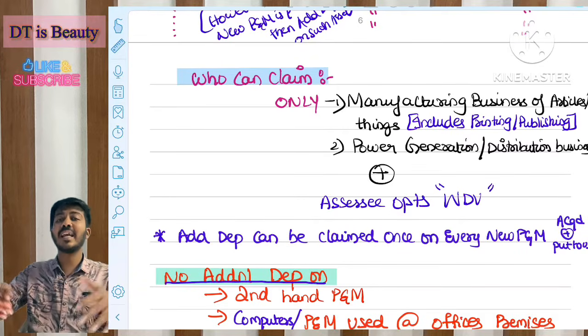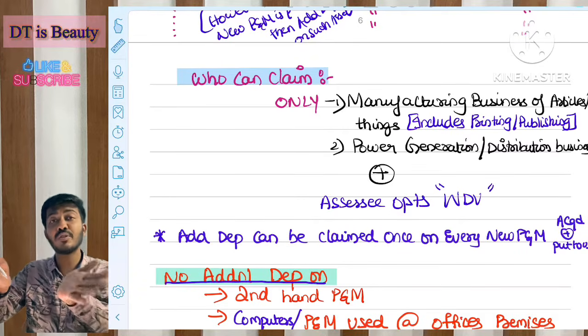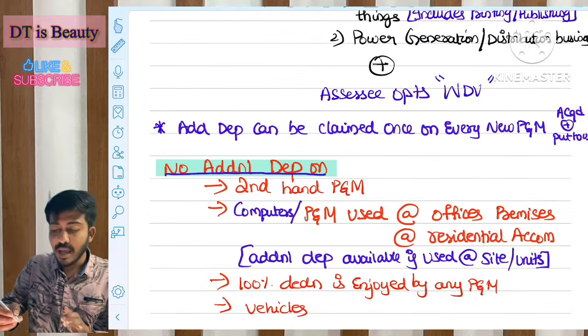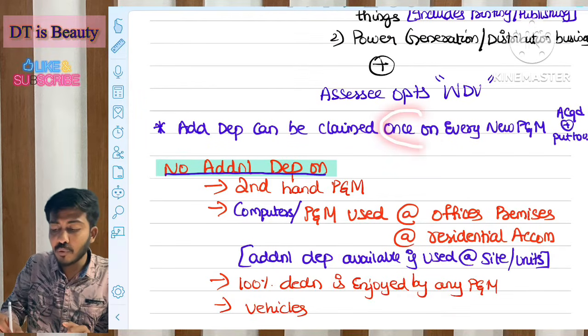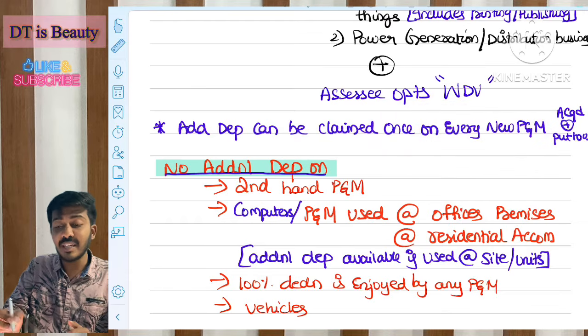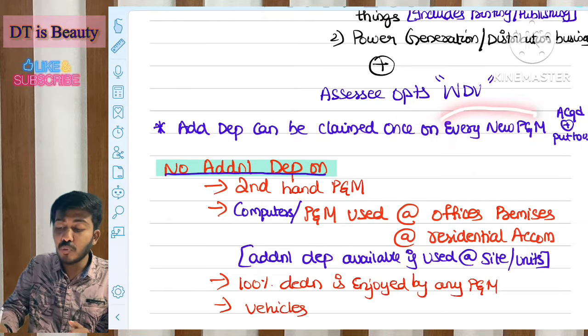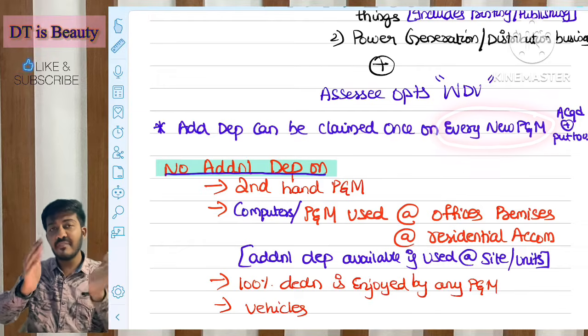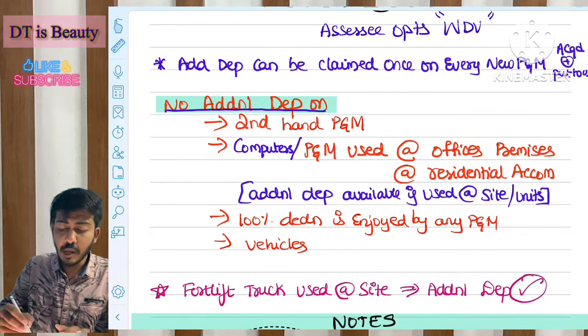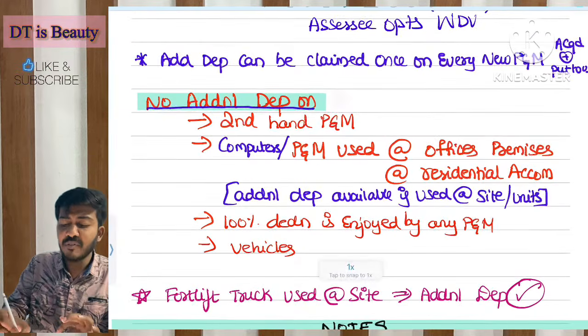But the assessee can take it in all the years if he purchases new plant and machinery, one time for one asset. Additional depreciation can be claimed once on every new plant and machinery. I am not telling year by year basis. I am telling every new plant and machinery basis. Every year he purchases, every year he can take additional depreciation. Okay, there is some important information.